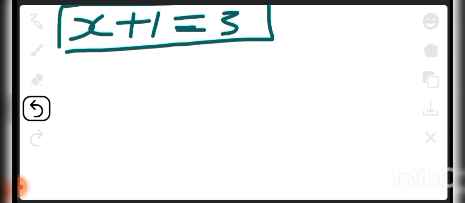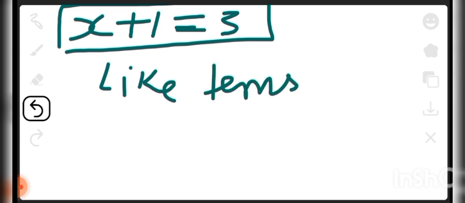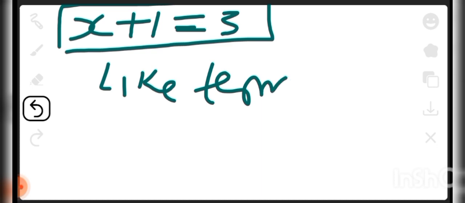So how do we solve this first one now? We have different ways of solving a simple equation. The method I'll be using now is the method of collecting like terms.